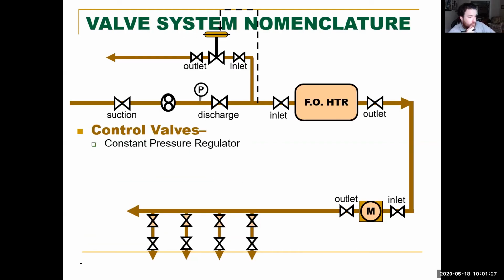And then you have control valves, and they're constant pressure regulators. So this is the control valve in that scenario because it's taking a signal from the downstream line, and that signal is pressure. Or it could be a temperature. It could be flow, but in this instance, it's a pressure regulator.